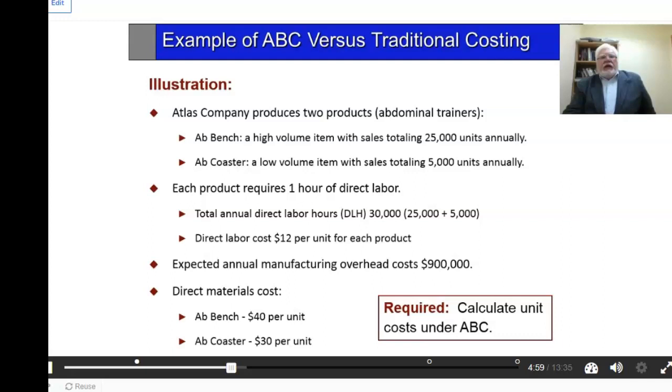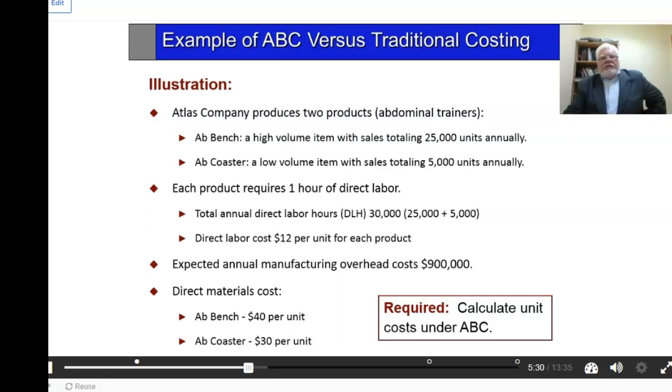Let's assume we have Atlas Company, which produces two products. Again, the bench and the coaster. The bench is a high volume item that sells 25,000 a year. The coaster is low volume at 5,000. Each product requires 1 hour of direct labor. All right, good. So therefore, the total direct labor hours are 30,000, 25 plus 5. Direct labor cost is 12. So I have my direct labor cost and my direct material cost, 40 for the bench and 30 per unit.